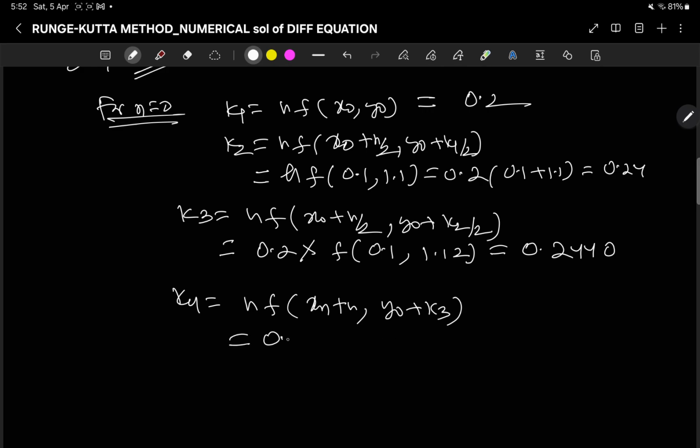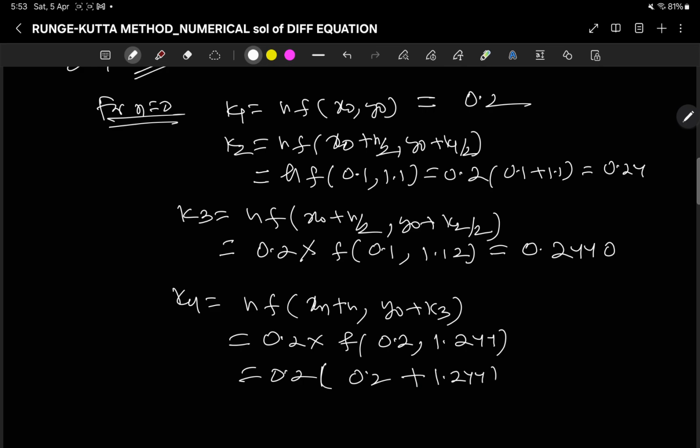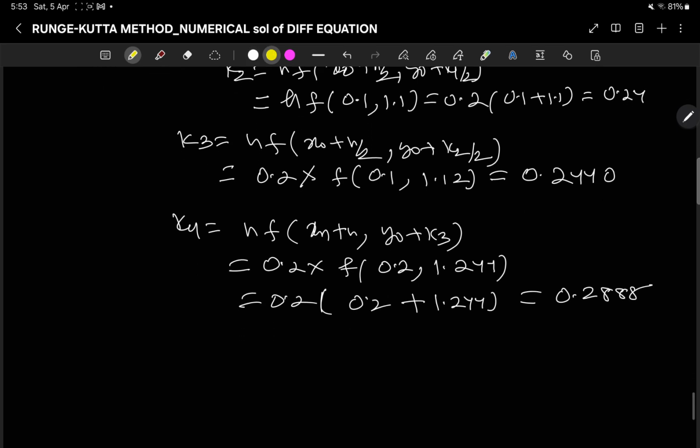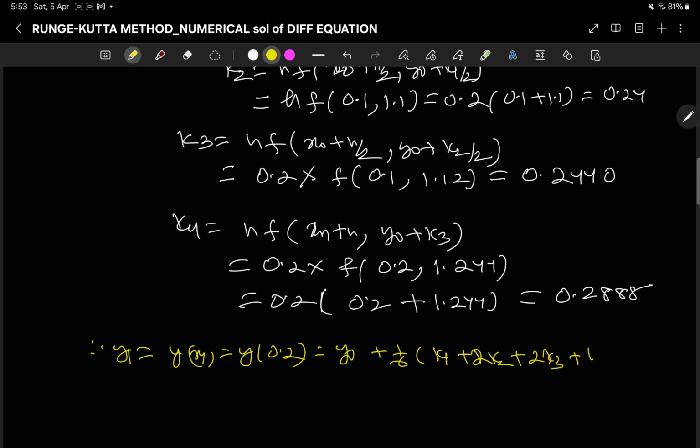So this is equal to 0.2 into f of (0.2, 1.244). So this is 0.2 into (0.2 plus 1.244). So this is equal to 0.2888. Okay. So therefore here y1 is y of x1, means y of 0.2, is y0 plus 1 by 6 (k1 plus 2k2 plus 2k3 plus k4).